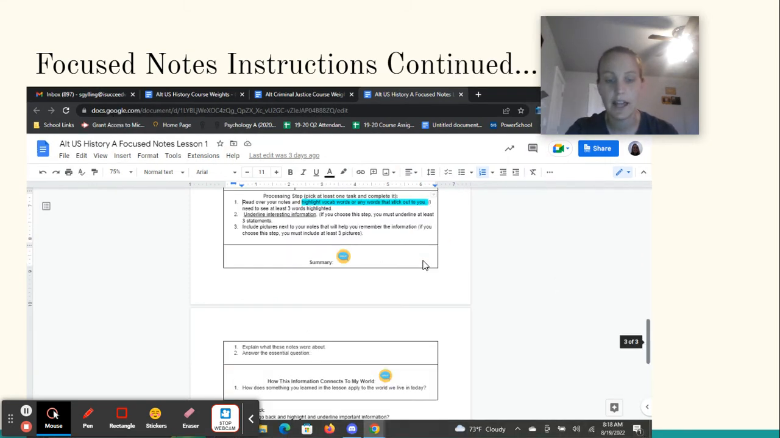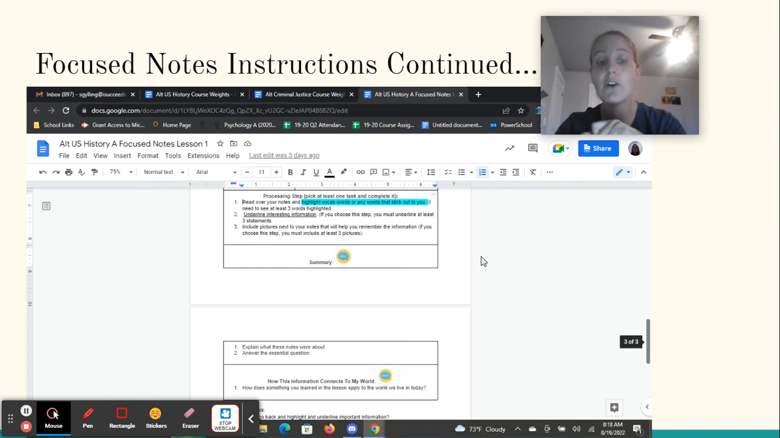Here's the next part. After you've completed all of the notes, you're going to do the processing step. Now, a lot of people like to skip this, but it's really important, so don't skip it. So for the processing step, you have 3 options. You don't have to do each of these 3 things. You pick one of them. If you want to do them all, you can, but pick at least one.